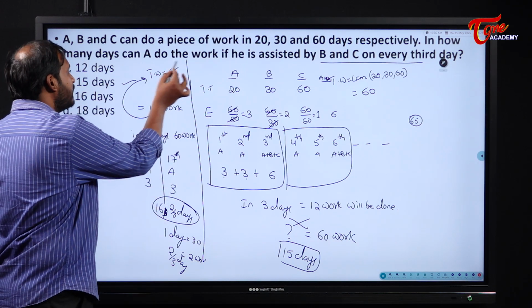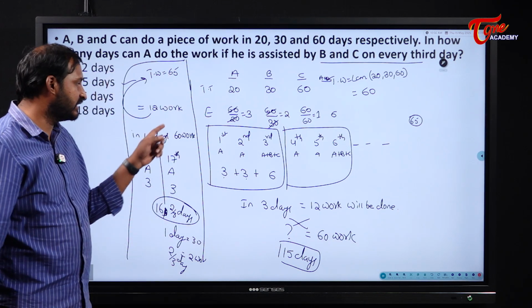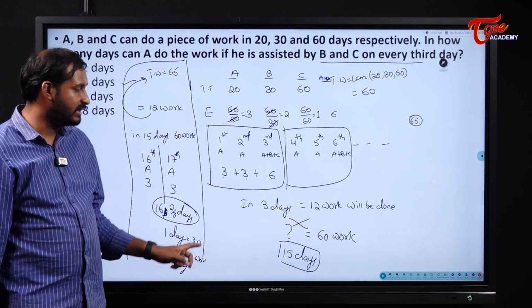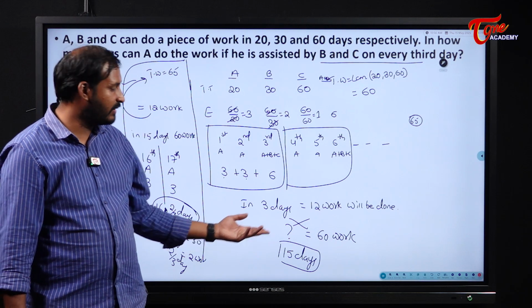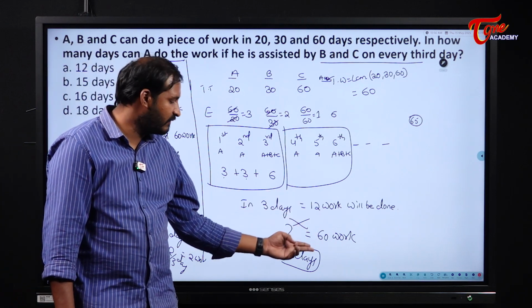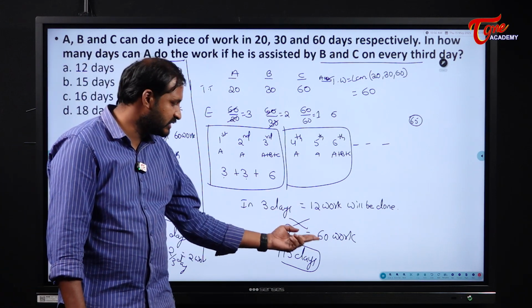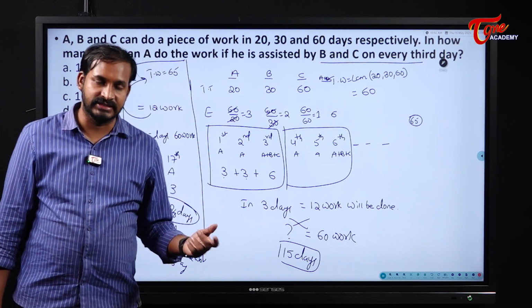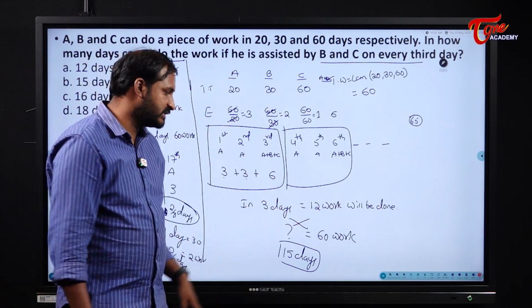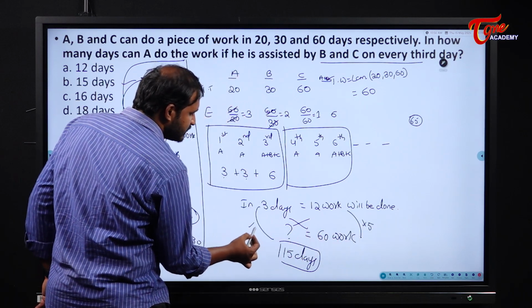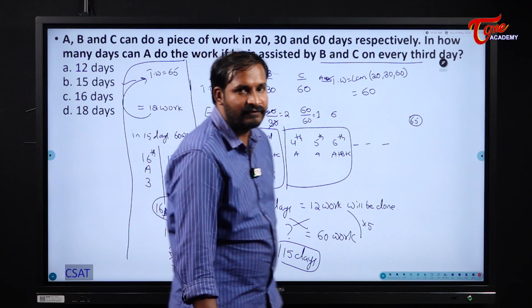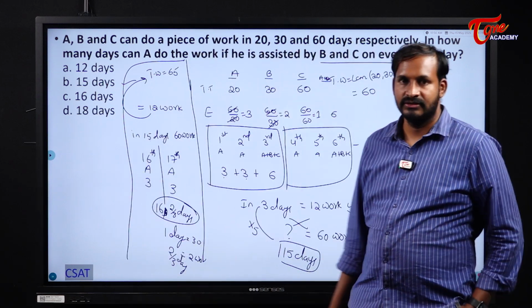If it is not a multiple, we will check in this manner. We will check the nearest multiple and then do it this way. If it is a multiple, directly you will get the answer. No problem. Why? Because 60 is a multiple of 12. So 3 days, 12 work. So 60 work will be finished in 15 days. Why? Because 12 5s are 60. So similarly 3 5s are 15. This is the case, students.